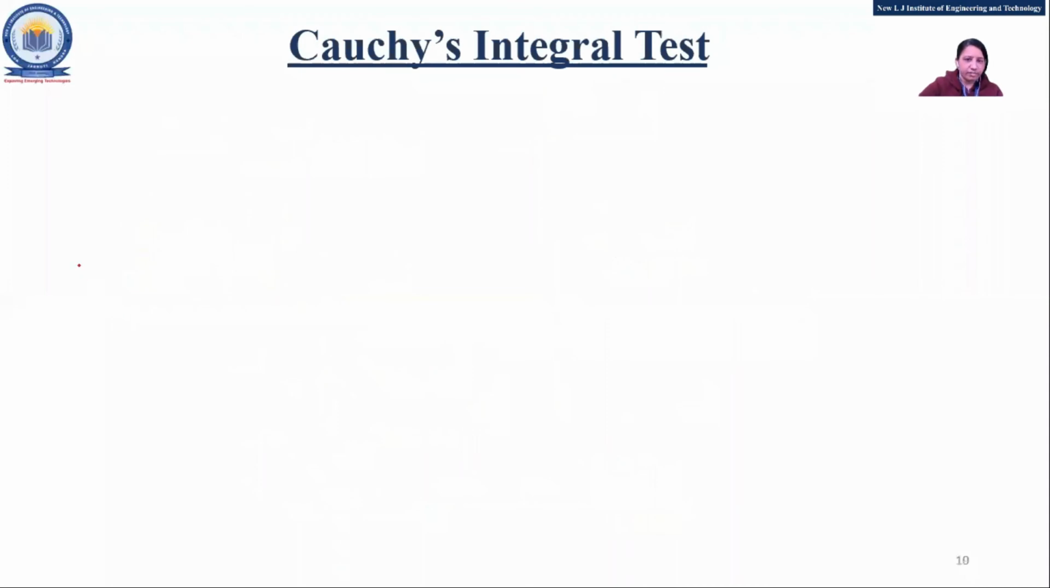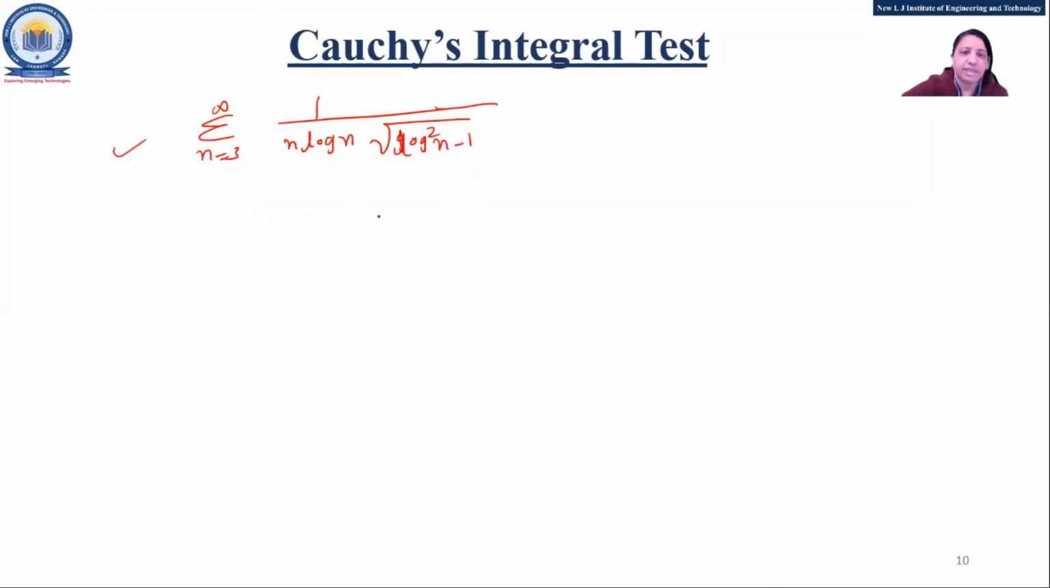Now just note down one example. Just solve it by yourself if possible. The sum from n equal to 3 to infinity of 1 upon n log n under root log square n minus 1. Okay, just try to solve it by yourself, otherwise we'll see it in the next lecture. We have very little time.